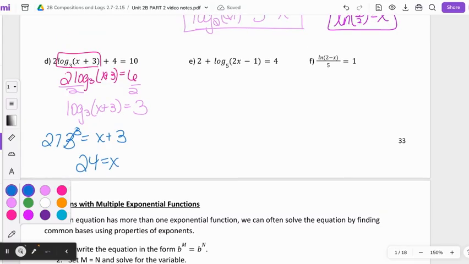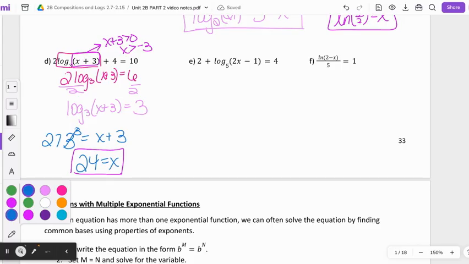Now with logs, because they don't have a domain of all real numbers, we have to make sure that, from our original equation, our domain would be where that x plus 3 is greater than 0. So x has to be greater than -3. We have to make sure that our answer falls in that domain, which it does. 24 is greater than -3. So that will be our solution.